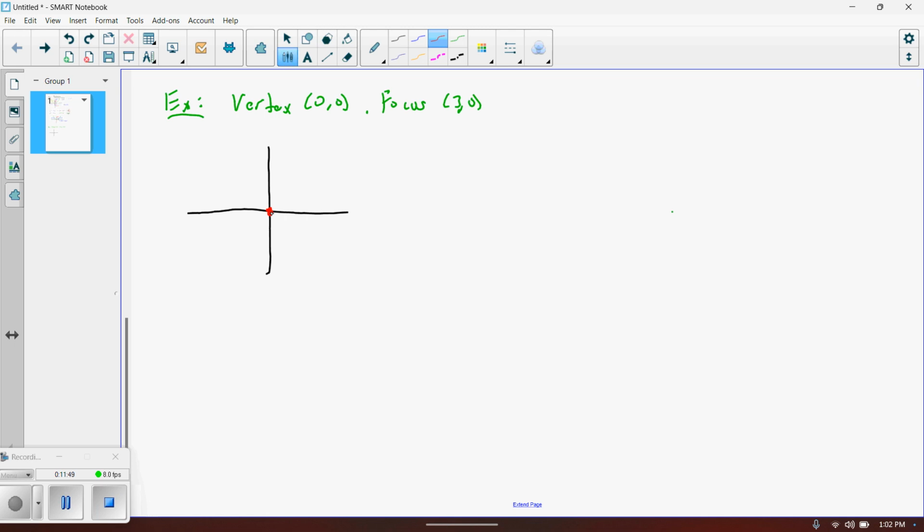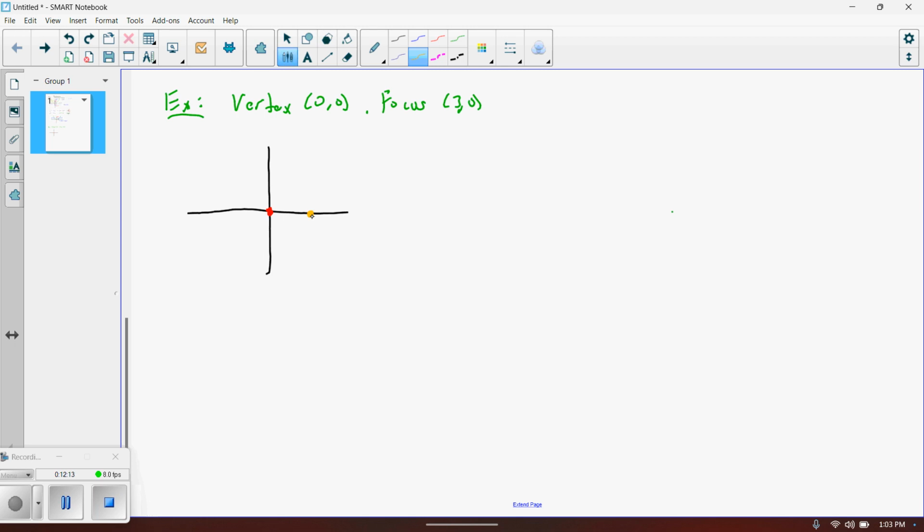And then the question is, does it open up, down, left, or right? Well, the focus is the part that's going to tell you that. Since the focus is the point (3, 0), you have a point out here, which is your focus, which tells me that this thing has to open up to the right because the focus has to be within the concavity, or basically the bowl shape of the parabola, if you want to think of it more practically.